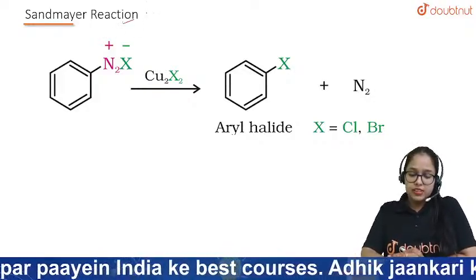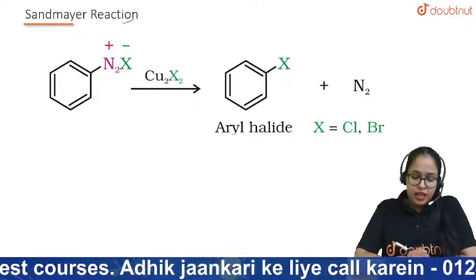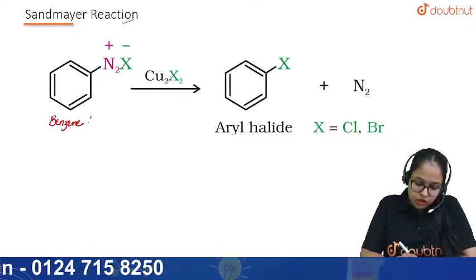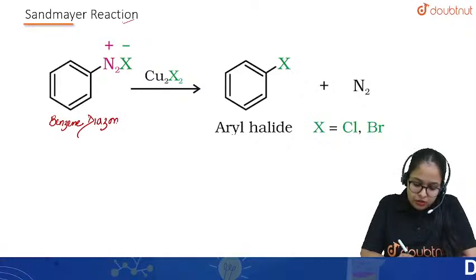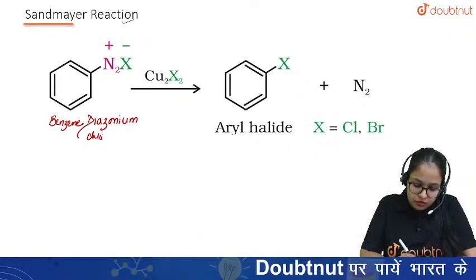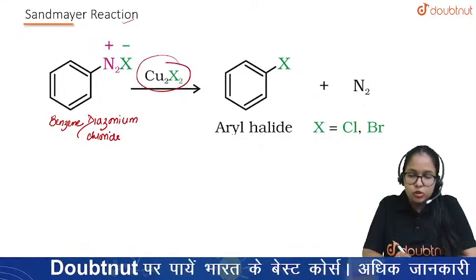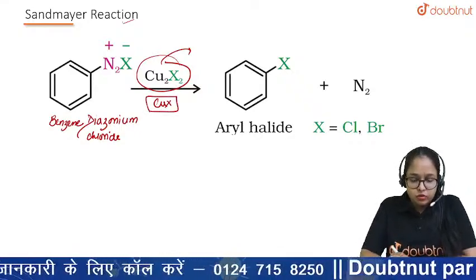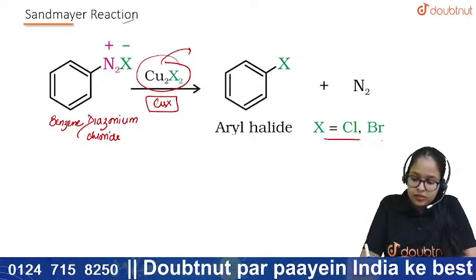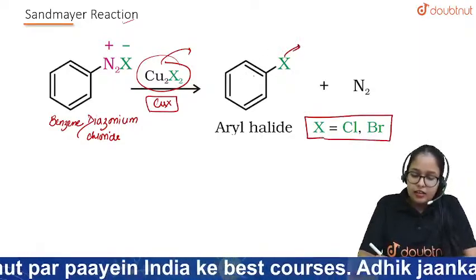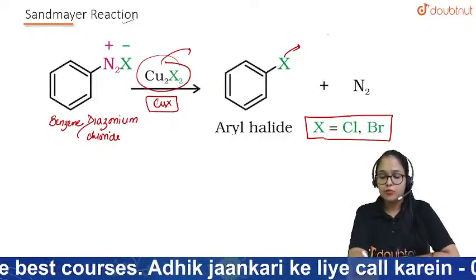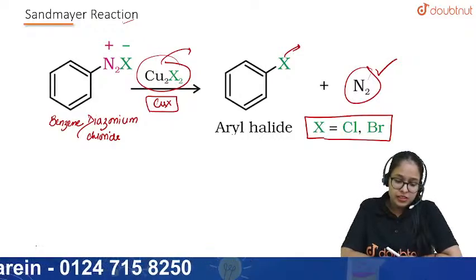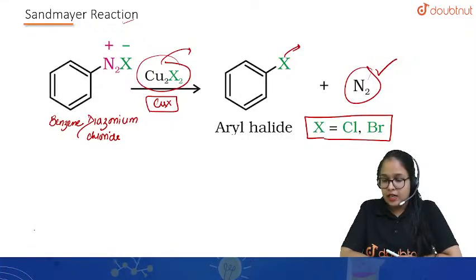The next is your Sandmeyer reaction. Same thing, you have to react benzene diazonium chloride with Cu2X2, right? This is CuX. If you consider this as CuX, X can be Cl and Br, and hence this can lead to preparation of chlorobenzene and bromobenzene only. Nitrogen gas is always released from benzene diazonium chloride, and this is your Sandmeyer reaction.